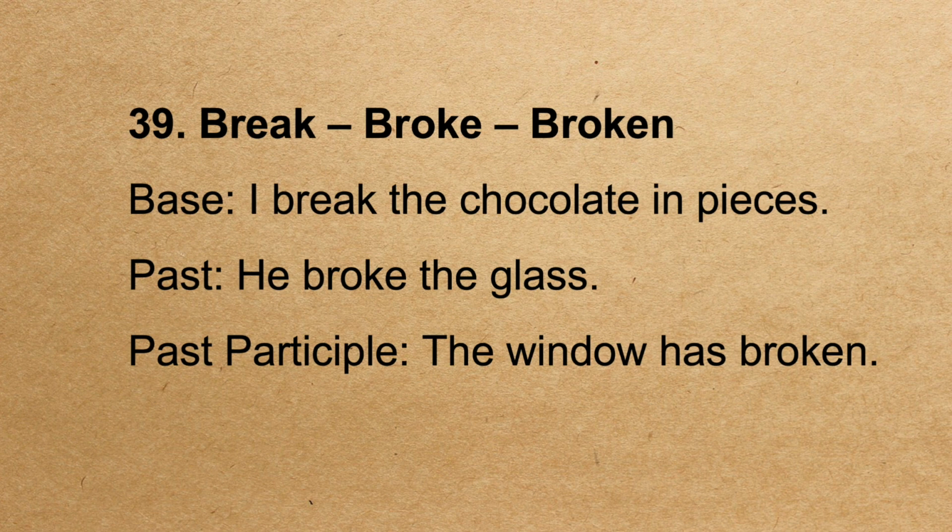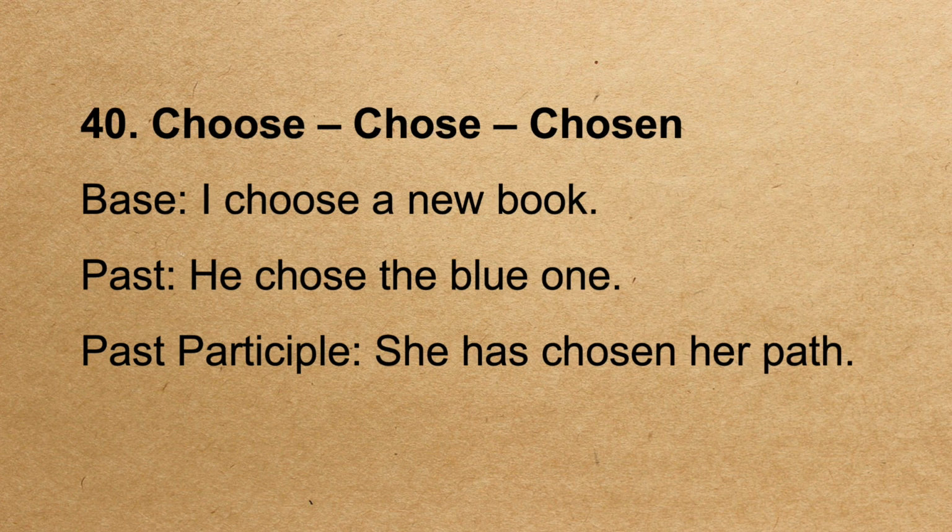Break, broke, broken. Base, I break the chocolate in pieces. Past, he broke the glass. Past participle, the window has broken. Choose, chose, chosen. Base, I choose a new book. Past, he chose the blue one. Past participle, she has chosen her path.